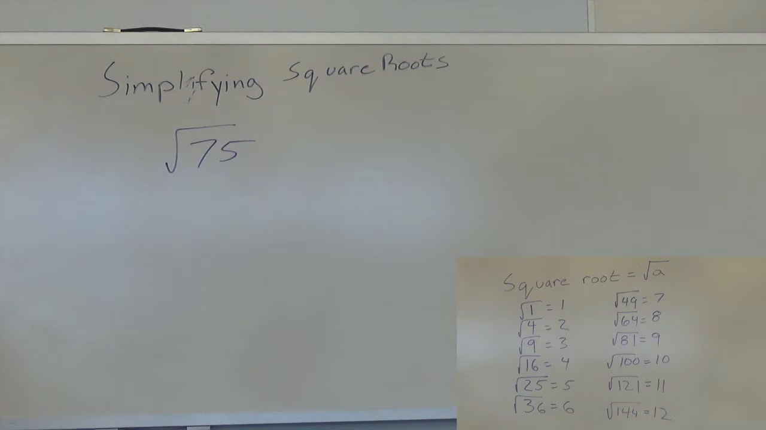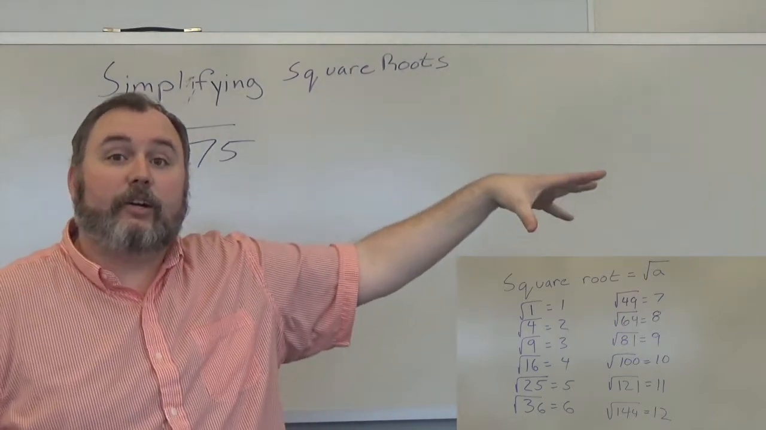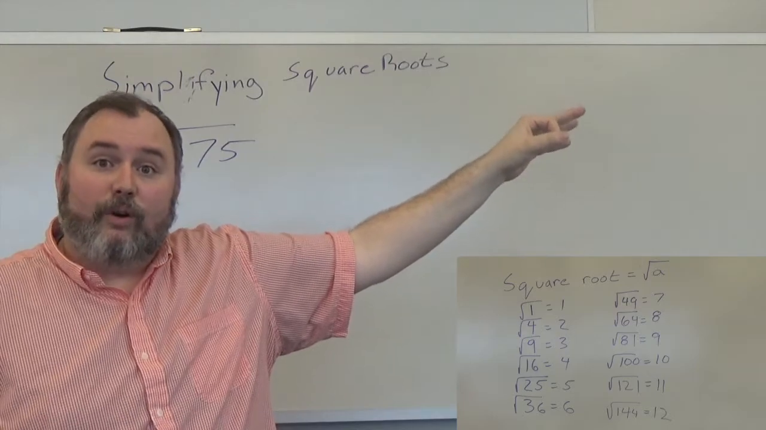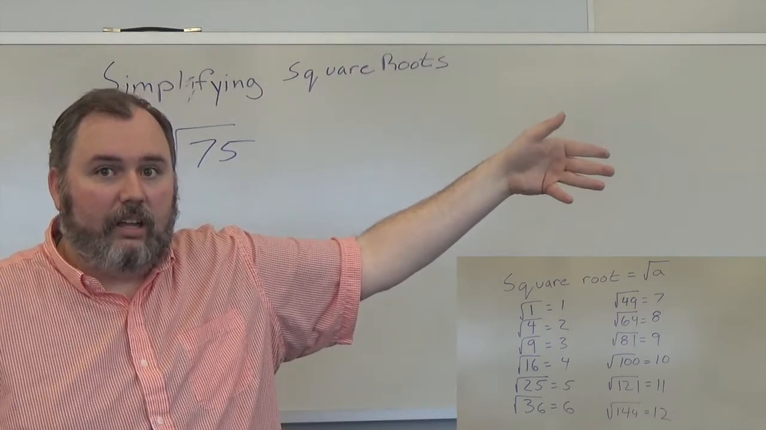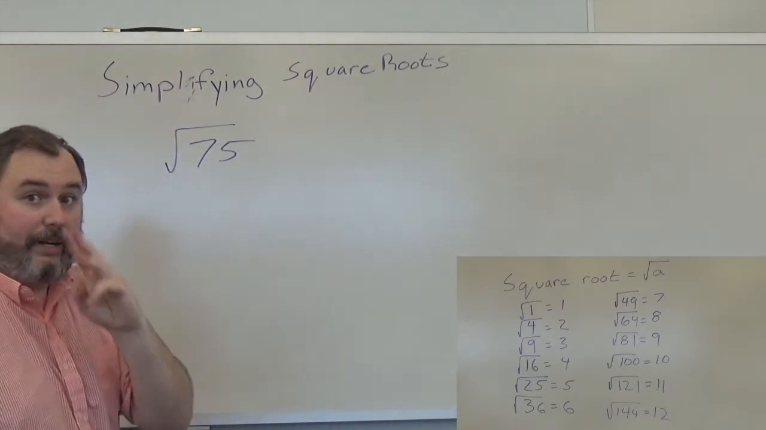So now we have the square root of 75. Same principle applies. We need to look at our perfect squares and see what we can factor out. What's the highest perfect square? We have 1, 4, 9, 16, 25. 25 can go into 75 3 times.